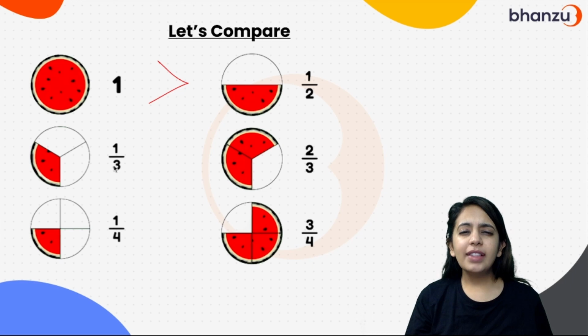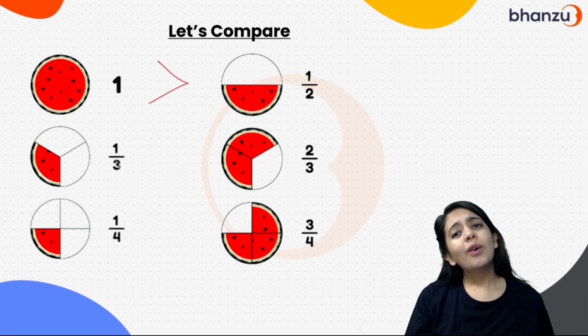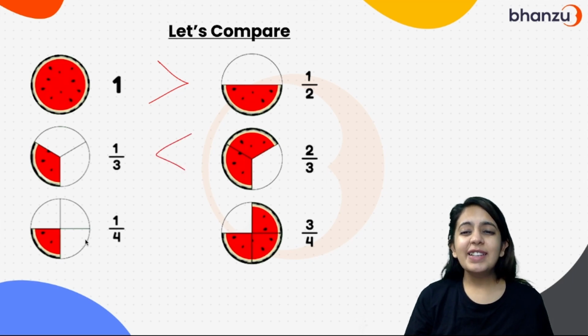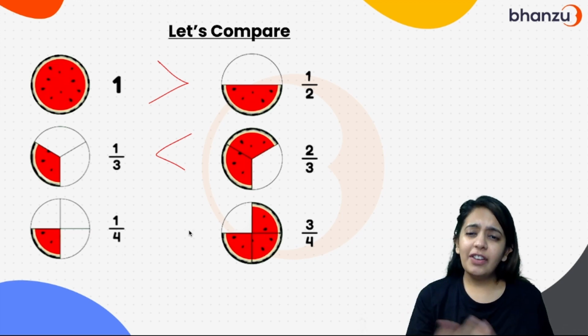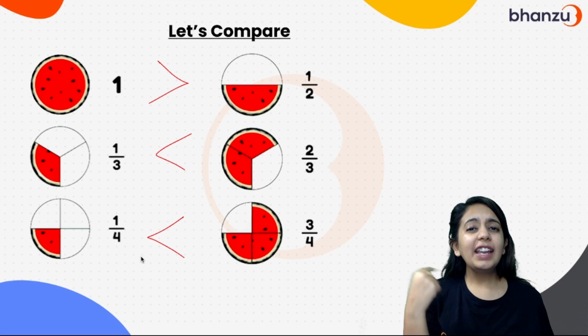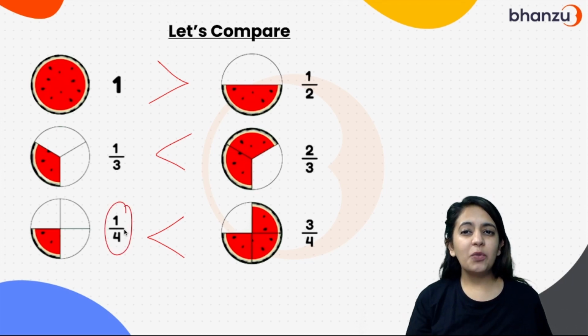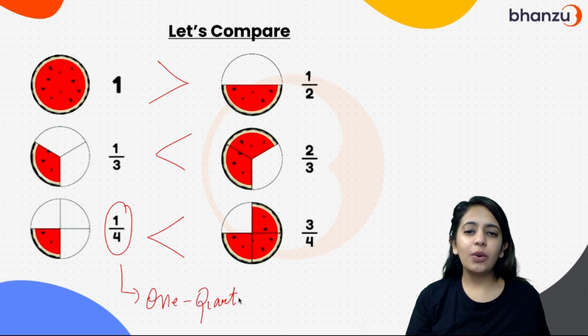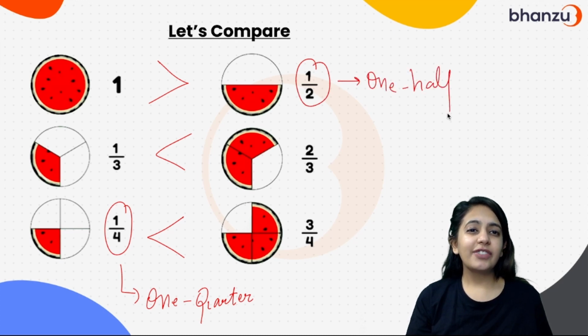And in this, 1/3 or 2/3, which one is more? 1/3 is lesser than 2/3. How about the next one? 1/4 or 3/4, which one is more? 1/4 is lesser than 3/4. And if you recall, what is the name of 1/4? Yes, it is one-quarter. And what is the name for 1/2? This is one-half. Amazing. Don't forget this.